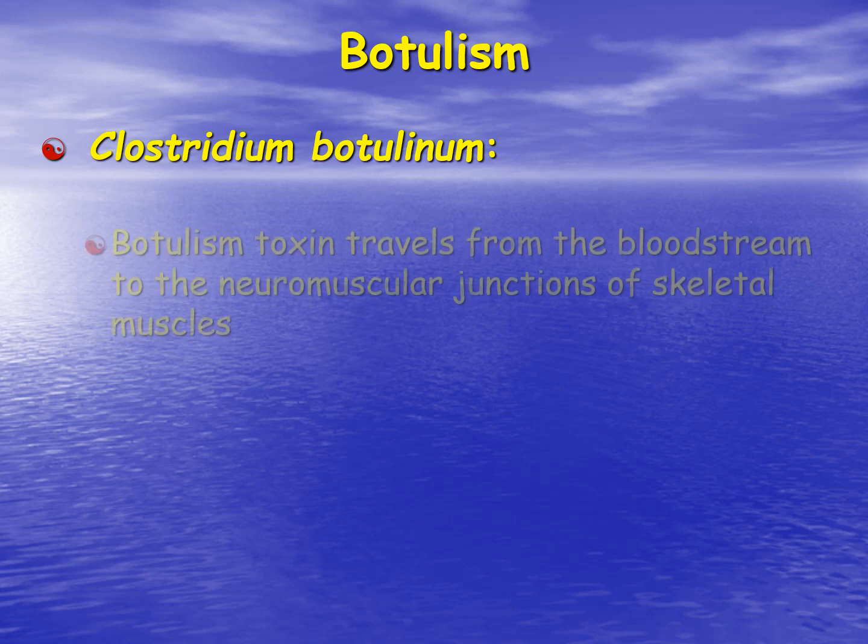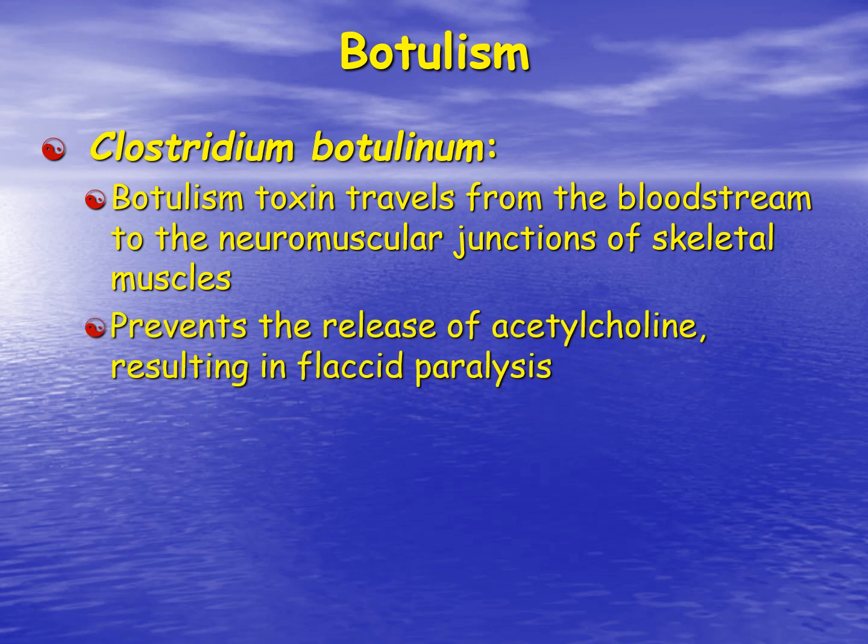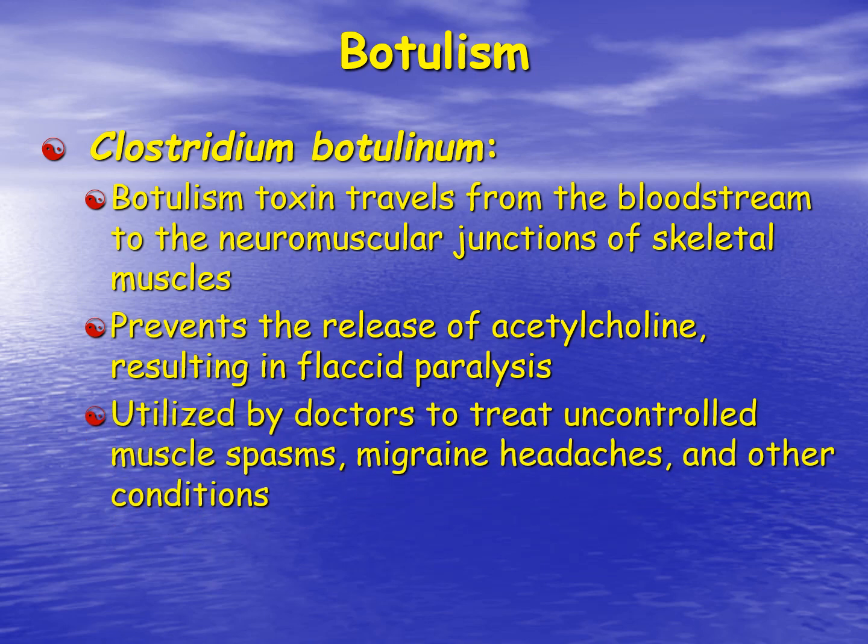Clostridium botulinum produces the botulism toxin, and this travels from the bloodstream to the neuromuscular junction of skeletal muscles. It prevents or blocks the release of acetylcholine, which is the neurotransmitter of the neuromuscular junction, resulting in flaccid paralysis. So unlike tetanus that causes contraction, botulism prevents contraction.